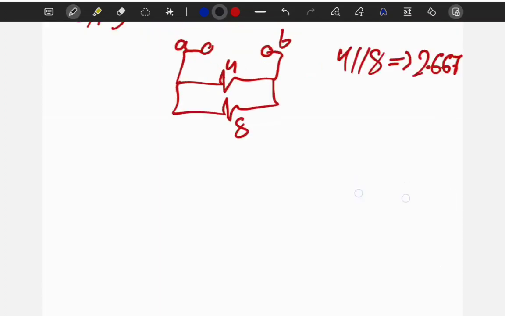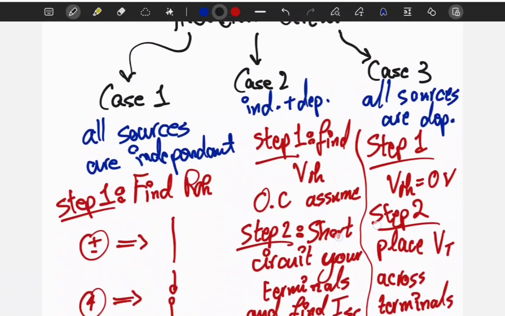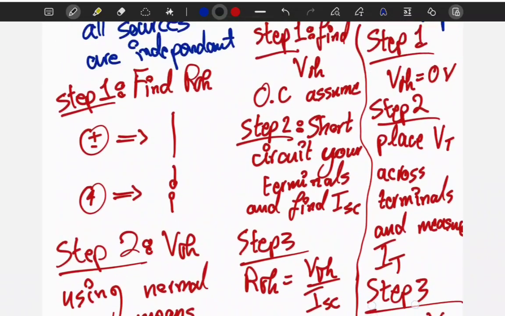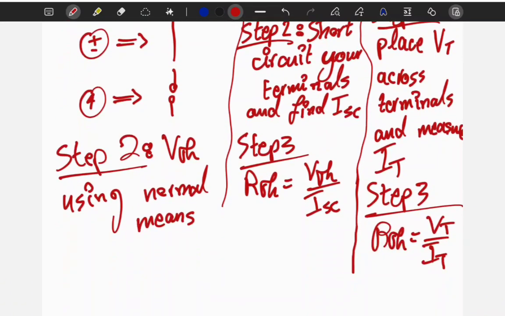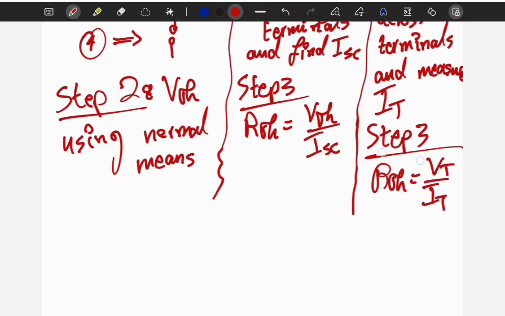Okay, these are the cases for R Thevenin. They're not difficult. There are 3 cases, and these cases are really simple. You just need to practice. So I covered an example for every case for the first 3 problems.